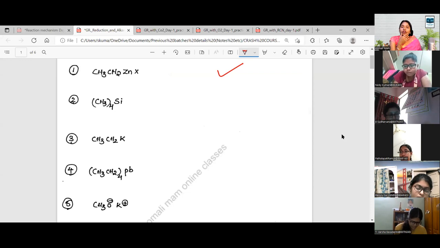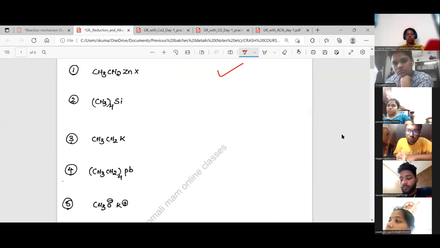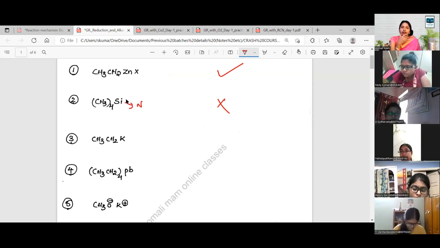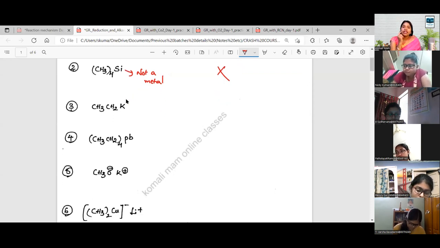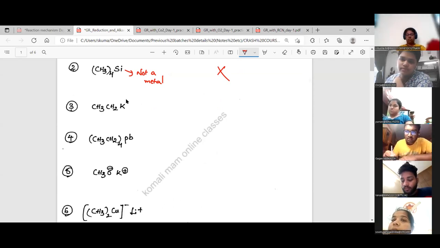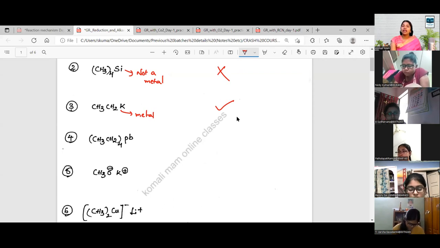See the next one, (CH3)4Si. Organometallic or not? No. Silicon is not a metal. Write that. It's not a metal, so it is not an organometallic compound. Next one is CH3CH2K. Organometallic compound or not? Yes, potassium is a metal. So it is an organometallic compound. Next one, lead is also a metal. So it is also an organometallic compound.